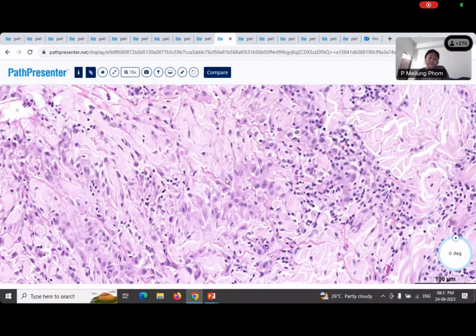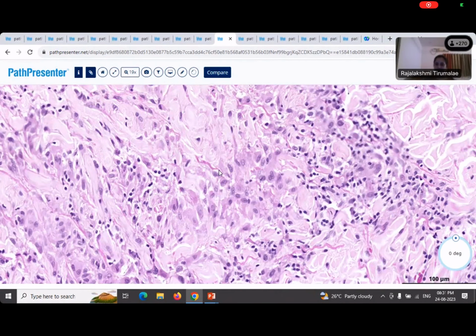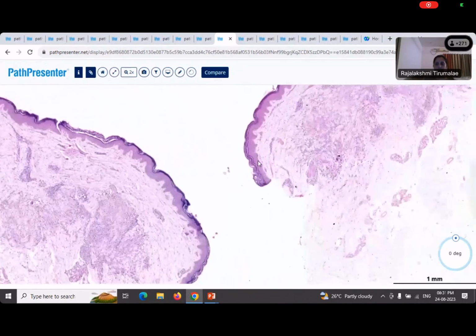They have a slight basophilic hue. What do you think those are? That's too thin to be collagen, right? Yes, ma'am. So what could it be, if not collagen? Elastic fibers, right? So there is some elastolysis also here. So anything you would like to do? Any special stains?